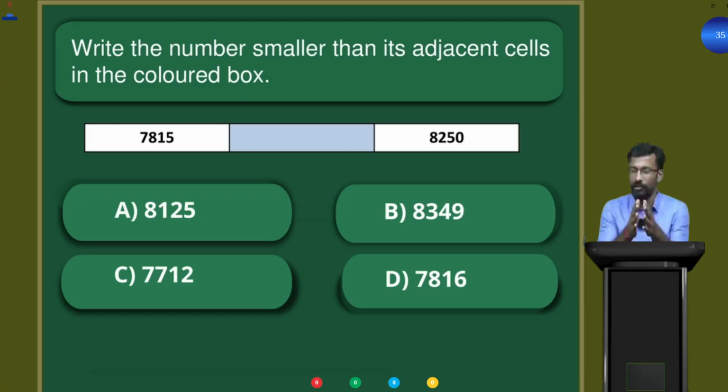Which option will be the correct answer? I am already giving you the hint. The number should be smaller than both the numbers. Now try this one by yourselves. Like the previous question, we have seen the number cells. The similar logic is applicable here also. So now 10 seconds more, students. Hurry up.